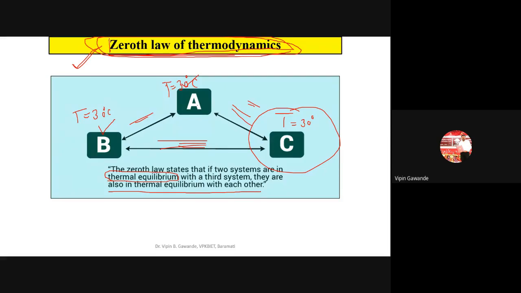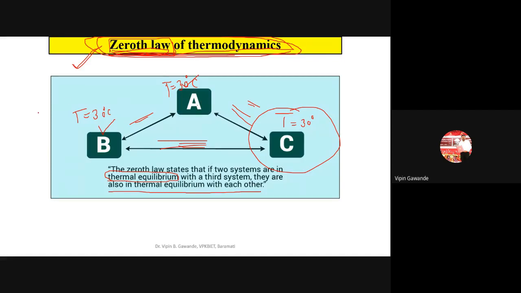Now, why is this called the zeroth law of thermodynamics? Does anyone know about this? Why is this law called the zeroth law of thermodynamics? Any answer? Anyone knows about this one?